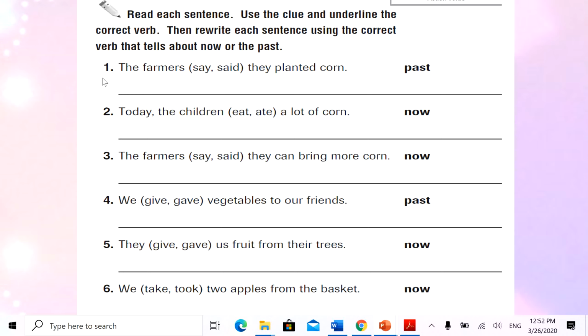Number 1. Read after me. The farmers say or said they planted corn. Underline the correct answer. 2. Today, circle today. It's a clue that tells us about now. Today the children eat or ate a lot of corn. Read and underline.